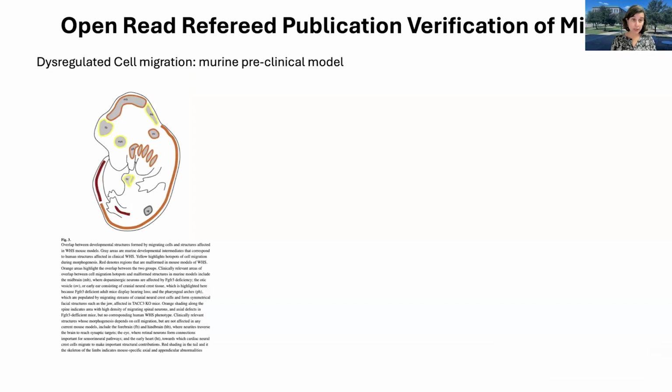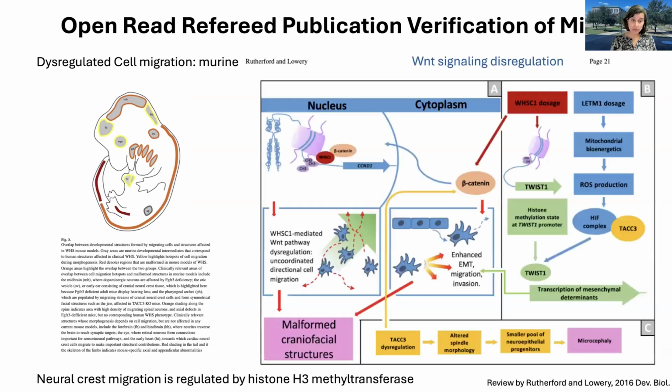However, when I went to OpenRead and asked for a similar prompt, I got papers that I checked and read that gave me more information on what I was looking at. So this is a mouse diagram of the different cell groups that are developed at different times during development. And this is what happens in the signaling, the Wnt signaling dysregulation. And there's a problem with the migration of this particular neural crest that is regulated by the enzyme, the enzyme that the patient had a shorter version of.